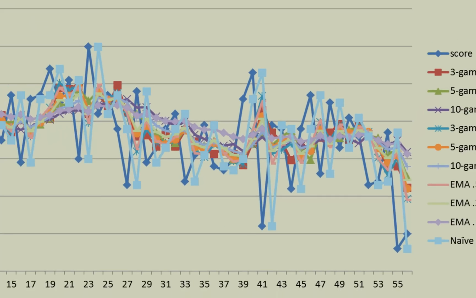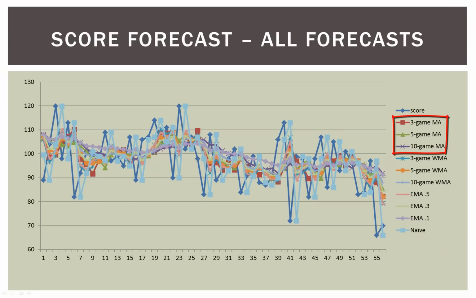And then we have 3 moving averages, a 3-game, a 5-game, and a 10-game simple moving average. We have a 3-game and 5-game and 10-game weighted moving average. And then we have an exponential moving average with an alpha of 0.5, an alpha of 0.3, and an alpha of 0.1. And then we also have the naive approach. We're going to go ahead and include that in this model. So we have numerous models we're going to test to see which one produces the best forecast for games as they progress throughout the season.